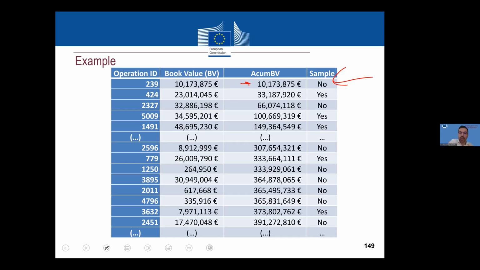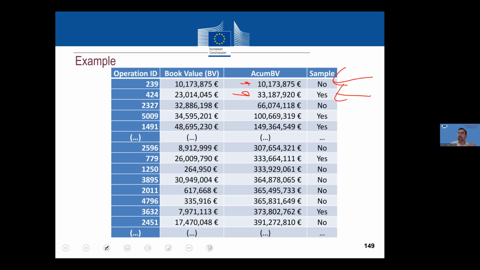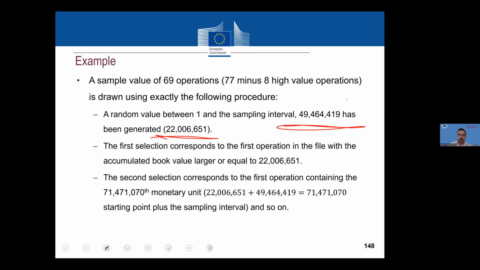Second item in the population, 33 million. Is 33 larger than 22? Yes. If yes, then this item is selected to the sample. Now I already have my first item in the sample. Once I have an item in the sample, I have to move my selection point, by adding to the starting point the sampling interval. The idea of MUS is to advance in the file with steps of equal range, the range being the sampling interval. So if I add the sampling interval of 49 million to the starting point, I get 71 million.